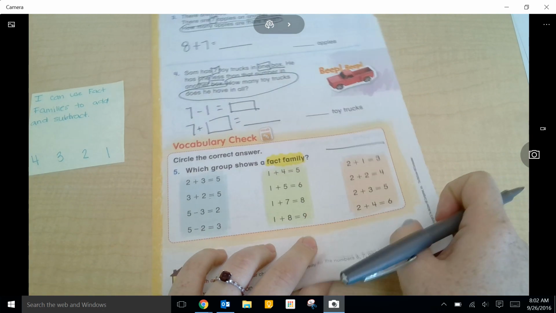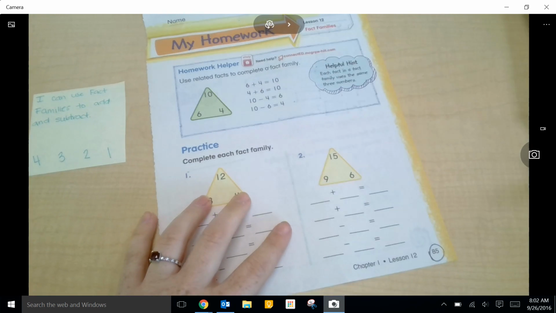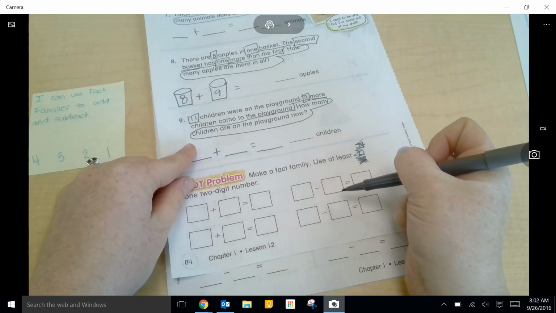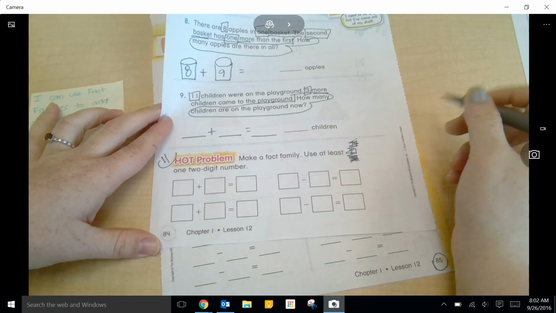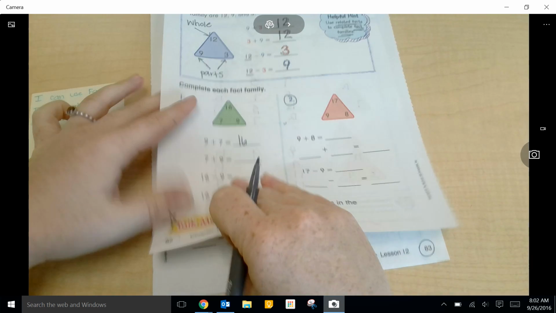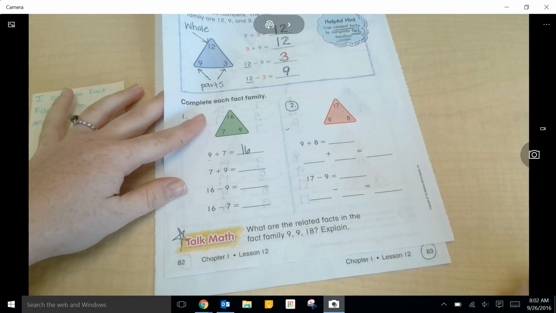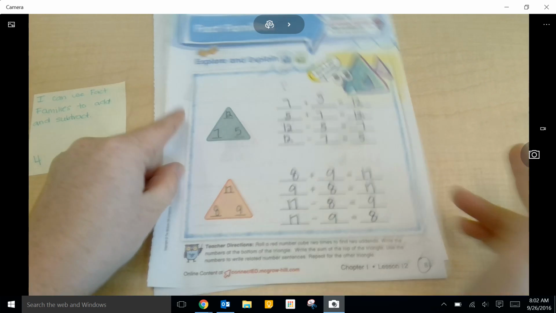Remember, at My Teacher Lesson, we are going to check the hot problem at the bottom of page 84. I'm going to put a smiley by it. We are going to check the hot problem. We are going to check number 2 in the top math. And if you have any questions, we'll check those as well.